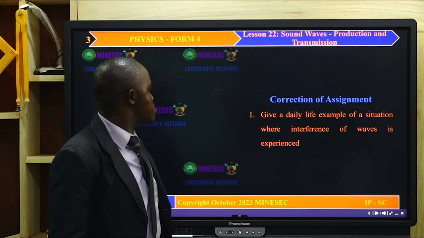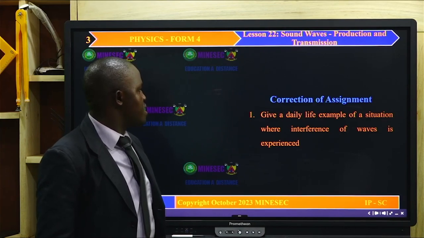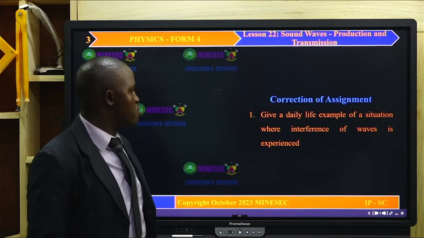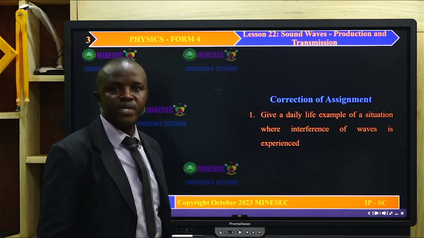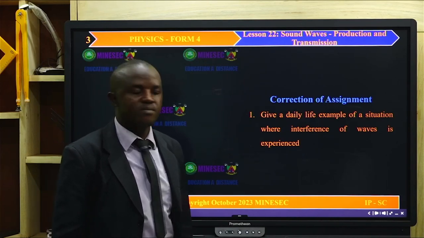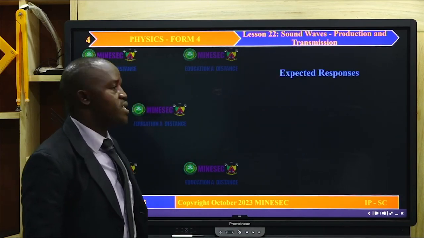Here are the questions. Give a daily life example of a situation where interference of waves is experienced. That is the assignment that we have. Okay? Right, a response.